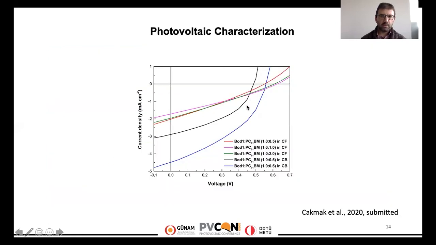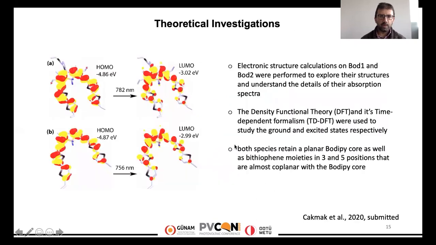Here is the best working solar cell's current density and voltage graph, where you see the BODIPY 1. The blue line is the PC71BM acceptor study, where we got the highest current density, and the highest voltage we got with the black line, which is the chlorobenzene solution with PC71BM.